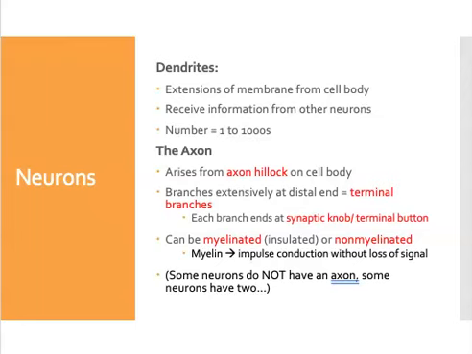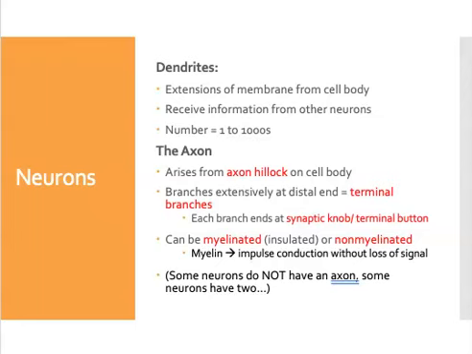The junction between the axon and the nerve cell body of a neuron is a specialized region referred to as the axon hillock. We'll talk about the role of the axon hillock when we talk about how electrical signals are passed from neuron to neuron.